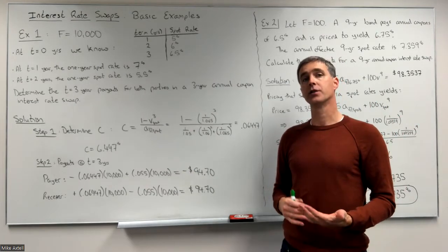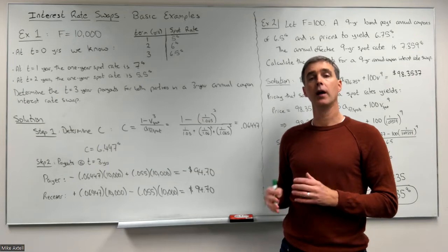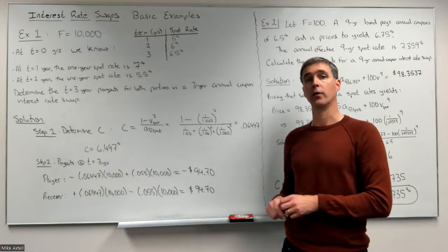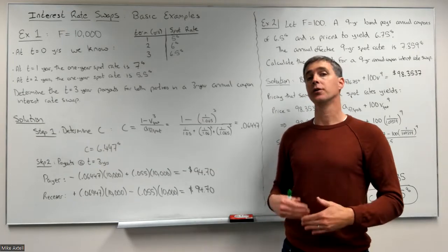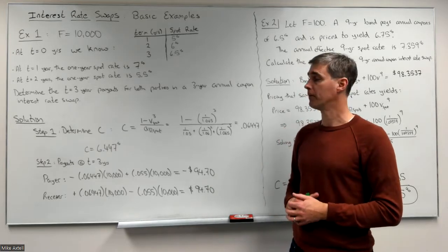Recall, this is going to be the fixed coupon rate of the fixed rate bond. The float rate bond's coupon rate will be the current 1 year spot rate as time moves forward.